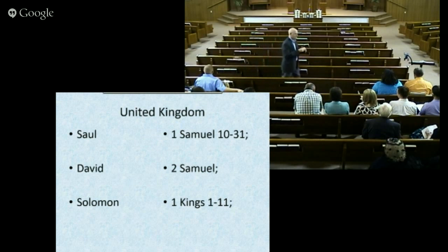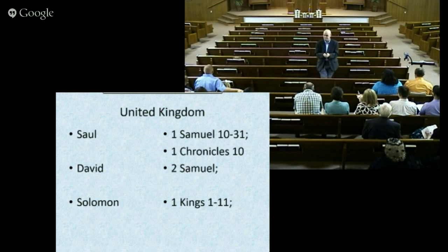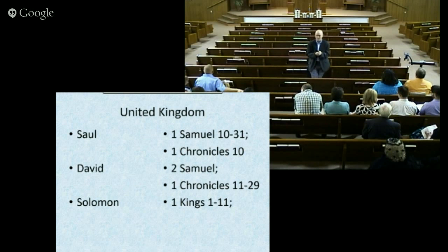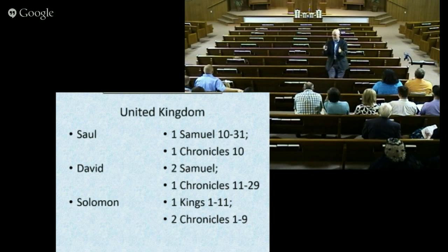Now, remember there's a parallel part to it. So Saul is in 1 Chronicles chapter 10. That one chapter talks about Saul. David picks up there and goes 1 Chronicles 11 through 29. And Solomon is 2 Chronicles, the first 9 chapters. So that's how this United Kingdom part breaks out.